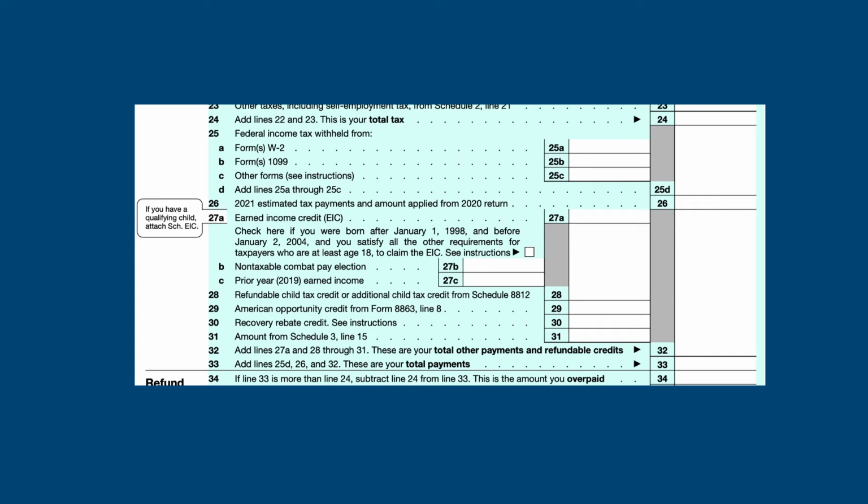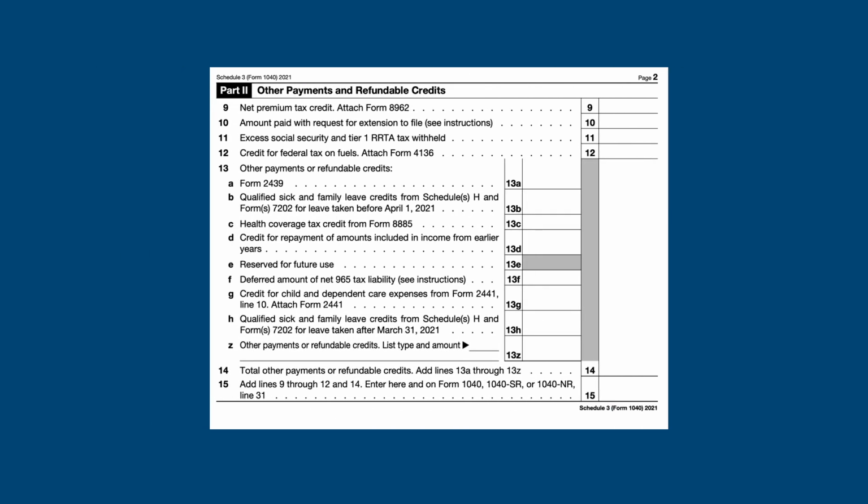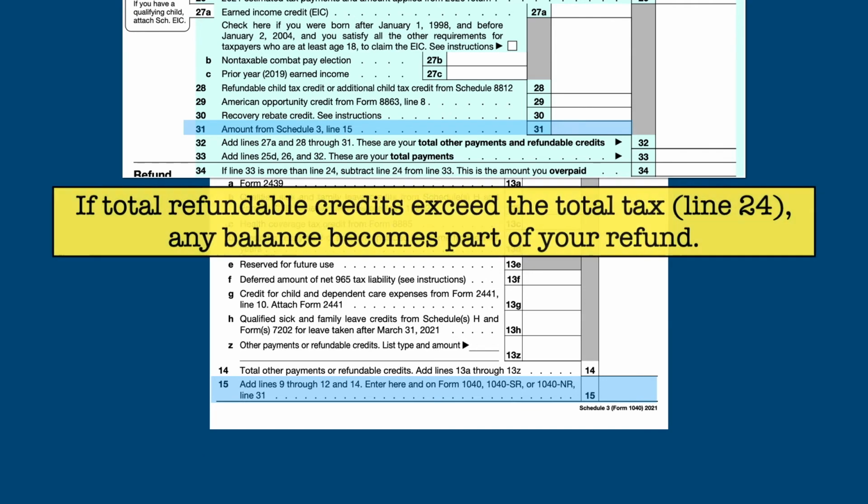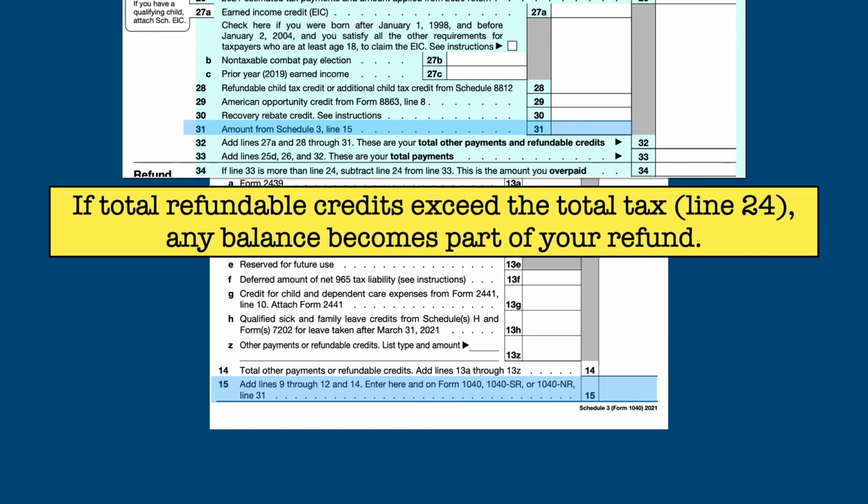Certain refundable credits are entered directly on the 1040. These are the Earned Income Credit, the refundable part of the Child Tax Credit, the refundable part of the American Opportunity Credit, and for 2020 and 2021 only, the Recovery Rebate Credit. Other refundable credits are listed on page 2 of Schedule 3, including the Net Premium Tax Credit, the credit for excess Social Security tax withheld, and the Child and Dependent Care Credit for 2021 only. These credits are totaled on line 15 of the schedule, and the total is then entered on line 32 of Form 1040 and subtracted from your total tax. If the credits exceed your total tax, you will receive the remaining credit as part of your tax refund.